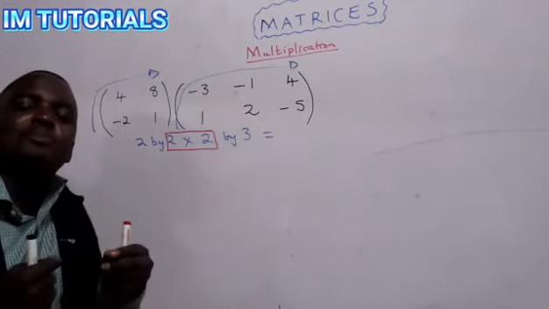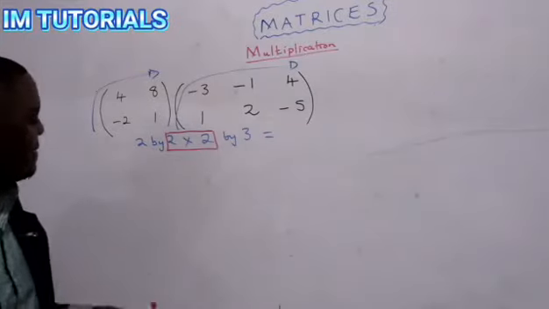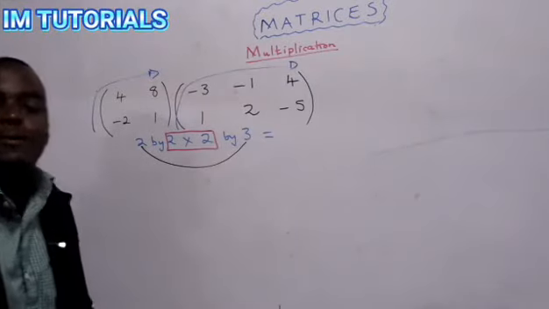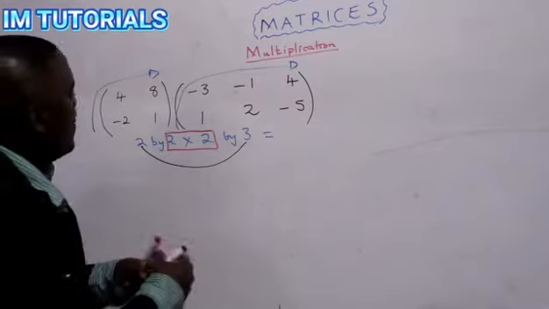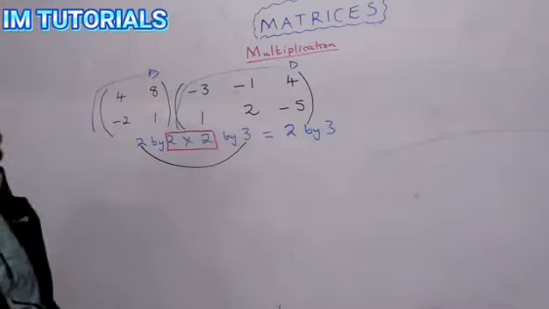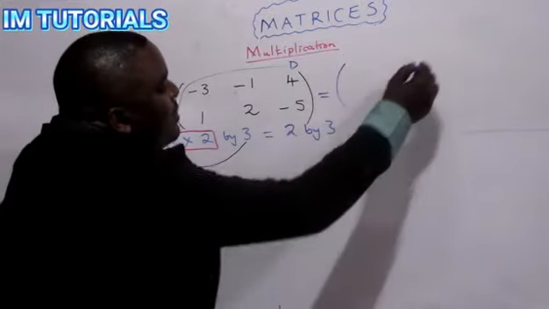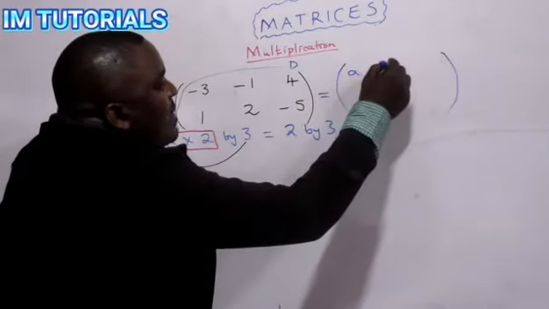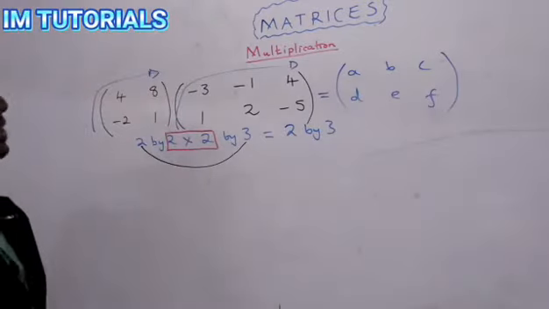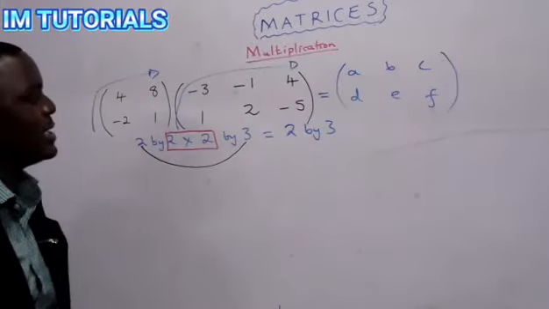But what is the form of the outcome? What is the form of the answer? The first number and the last number, they determine the form of your answer. So the form of your answer is going to be a 2 by what? The form of your answer is going to be a 2 by 3 matrix. So let me represent the 2 by 3 matrix by unknown letters. So this is A, B, C, D, E, F. So this is a 2 by 3 matrix, whereby you have 2 numbers upwards and 3 numbers rightward.